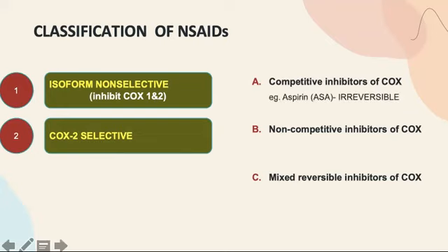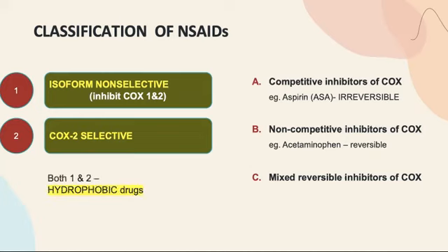Aspirin or ASA is a non-competitive irreversible inhibitor because it acetylates the isozymes in the arachidonic acid binding channel. Acetaminophen, which is antipyretic and analgesic but largely devoid of anti-inflammatory activity, acts as a non-competitive reversible inhibitor by reducing the peroxide site of the enzymes.